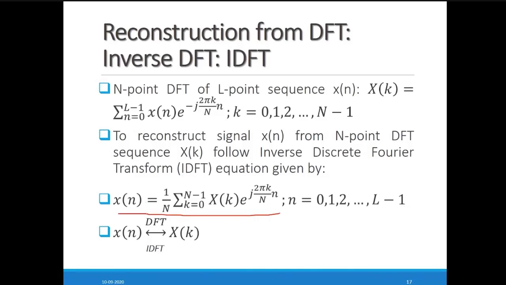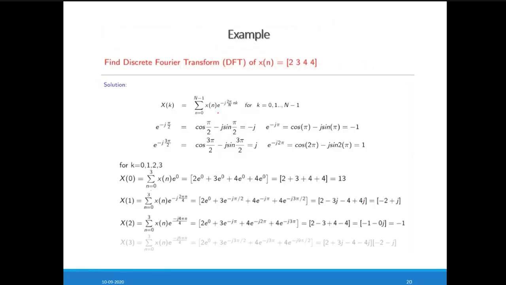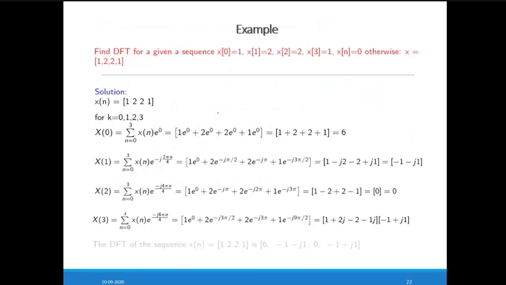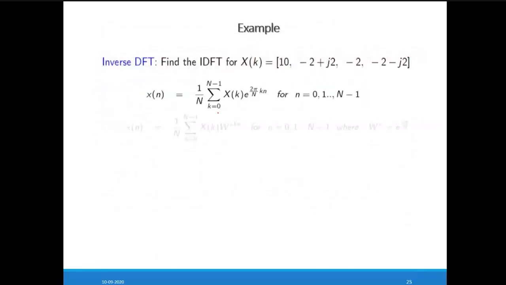x of n equals 1 by n, sigma k is equal to 0 to n minus 1, x of k e raised to j 2 pi k n by n. So here we are using the minus sign in one case, and here we are using e raised to j 2 pi k n divided by capital N. So what happened in this case? In the first case, when we calculate the DFT, how do we define the Twiddle factor?